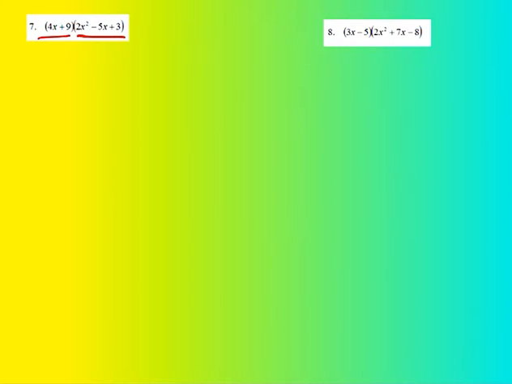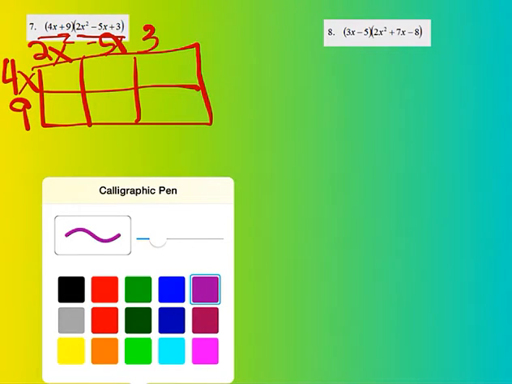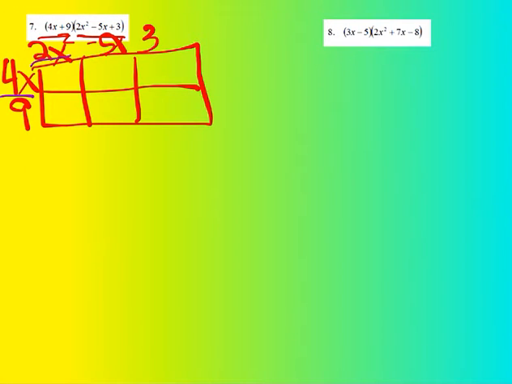So I have a binomial times a trinomial. So that means I need to have a 2 by 3 box. So I have 4x and 9, and then I have 2x squared minus 5x plus 3. So now I'm still multiplying into the box. Okay, so then this guy times this guy goes in that first box.